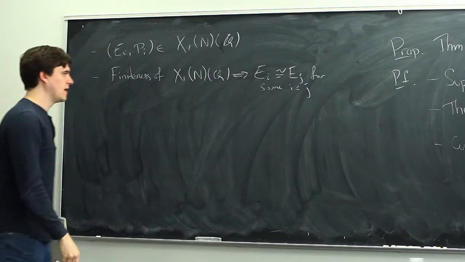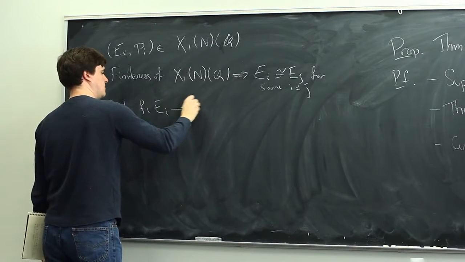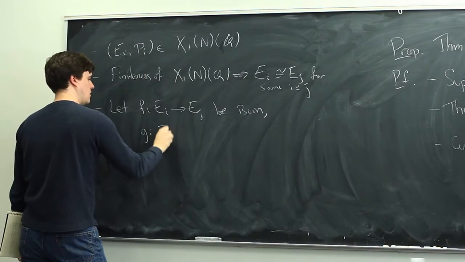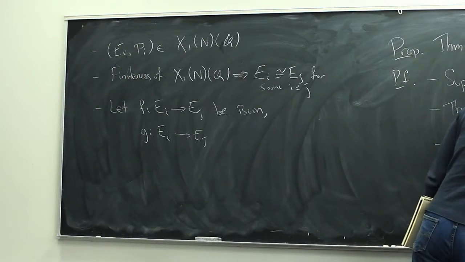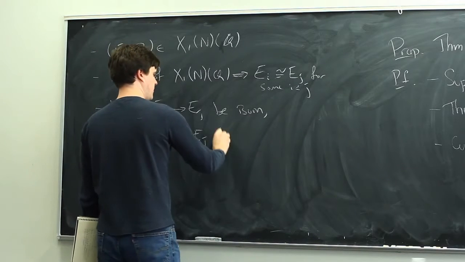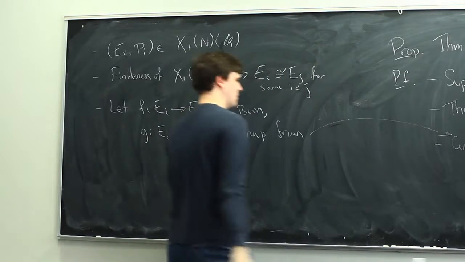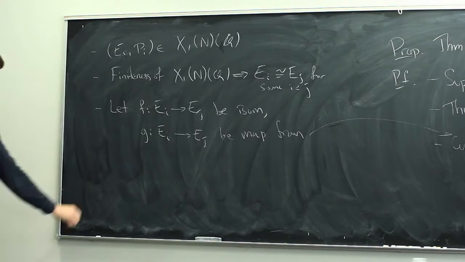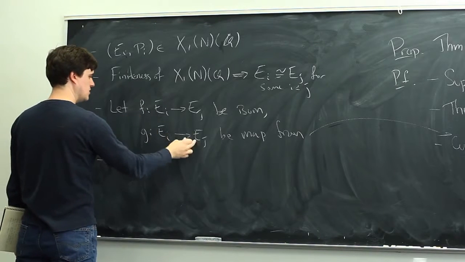Let me take j to be bigger than i. So let f be the isomorphism, and let g be the map that you get just by going from E_i to E_j. Okay, so now we can build an endomorphism of E_i by first doing g and then doing f inverse.